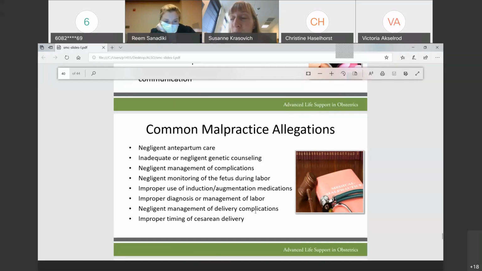Pregnancy and birth-related malpractice claims comprise the highest rate of all claims in the United States. And you can see here a list of common allegations. So whether it was someone didn't appropriately counsel me on genetics, or manage complications, or provide care either before delivery or during labor, or after delivery, or someone made the wrong decision about the timing of C-section. These are all things that come up regularly.